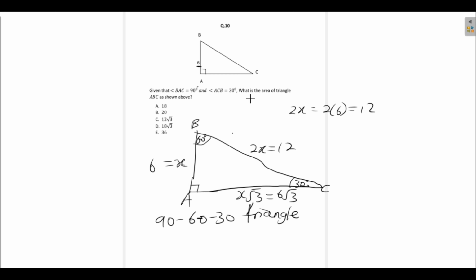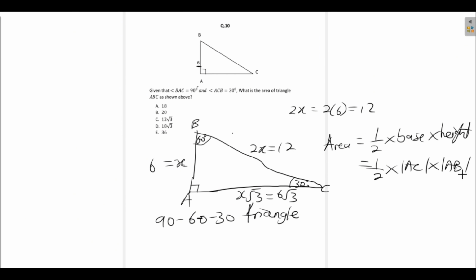So for this, the question says, what is the area of triangle ABC as shown above? So you remember the area of a triangle, which is given as half times the base times the height. Now what is the base of the triangle? It is AC. So in this triangle, we have our base to be the distance of AC from A to C, and then the height is the distance from A to B. And we have already found this length. Now AC is 6 root 3, and then AB is just 6.